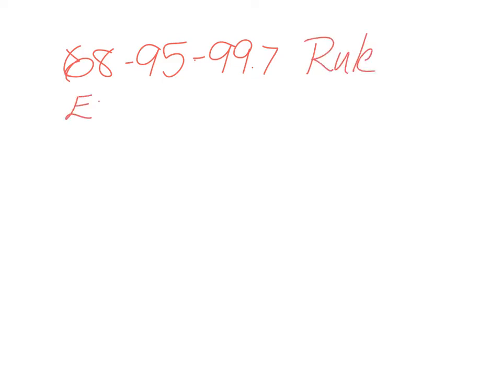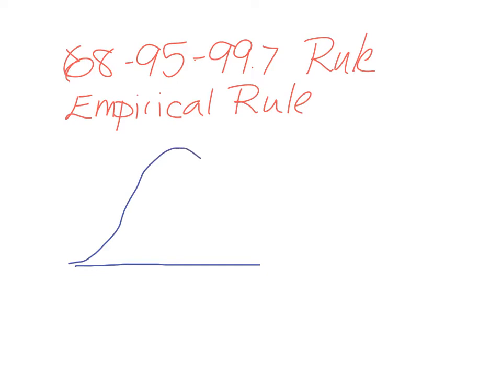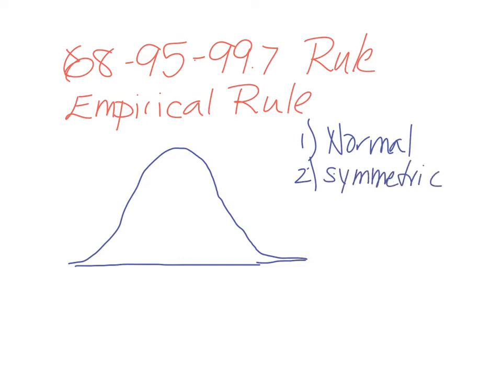Okay, so I'm going to go ahead and explain a little bit about the 68, 95, 99.7 rule. This rule is also known as the empirical rule. So this rule says that if your distribution is normal and it is symmetric about the mean, then these things will be true.